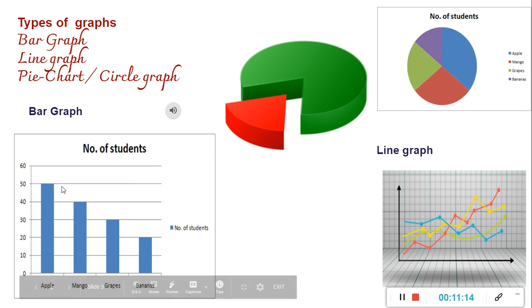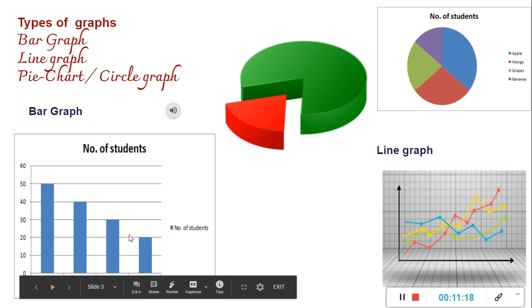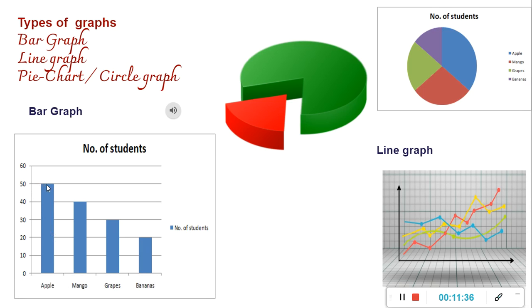Now let us see how to represent different types of graphs. When it comes to a bar graph, the beauty of the bar graph is that you draw a rectangular bar for each set of data. The height of the rectangle actually gives us the value on the y-axis.